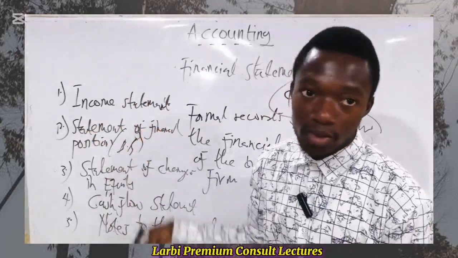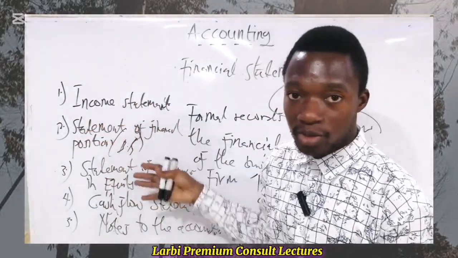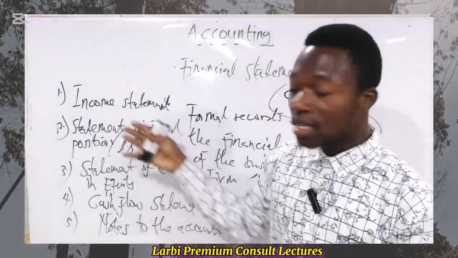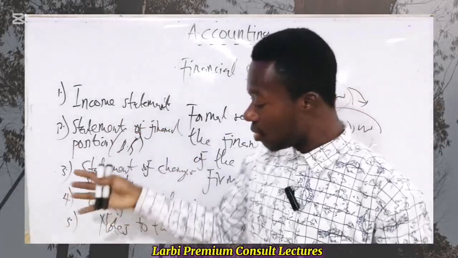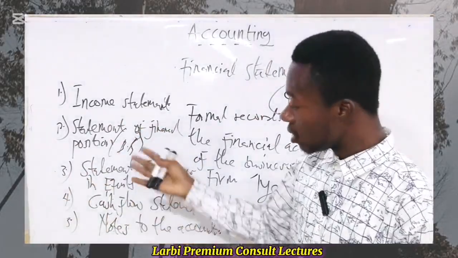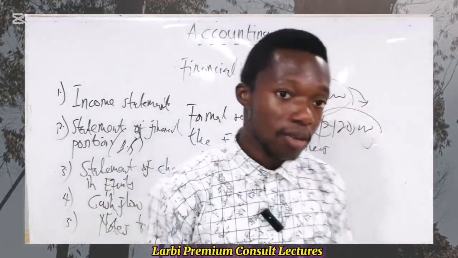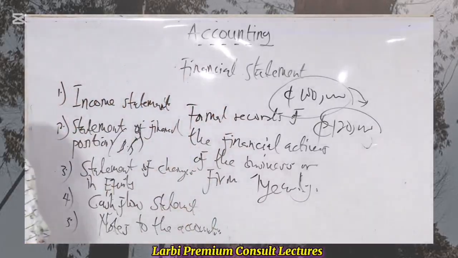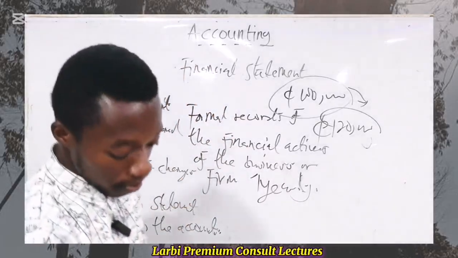You go to the notes to the accounts, you read how they were able to get the profit of so and so, to be found in the notes to the accounts. How were they getting this figure as their position as at now? Check the notes to the accounts, you see it. So these are the things that give an explanation to the statement above that you're supposed to know.